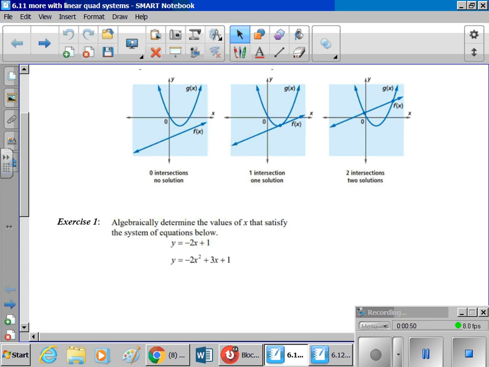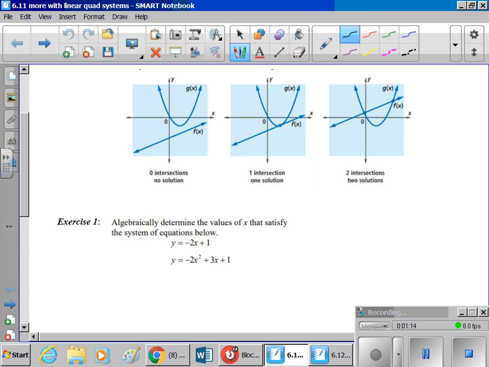Generally, if they're asking us to solve a system, I'm assuming there's going to be at least one solution, but I hate to say never. So I like to give you every option out there, and then we can take it from there. Exercise 1 is a typical Regents question. It says algebraically determine the values of x that satisfy the system of equations below.